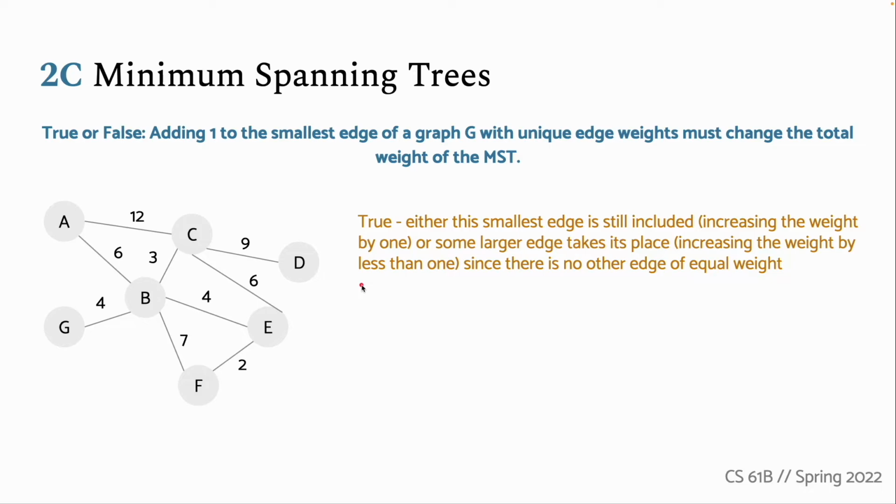There are two possible cases that we can think about. Either this is the smallest edge and it stays the smallest edge even once we add 1, which will increase the weight by 1 naturally, or some edge that was previously larger takes its place. And in that case, since there's no other edge of equal weight, this will increase the weight by less than 1. If there were other edges of equal weight, then this no longer applies, because it is possible that once you increase by 1, you'll just switch over to an edge that is the same weight that you used to have.